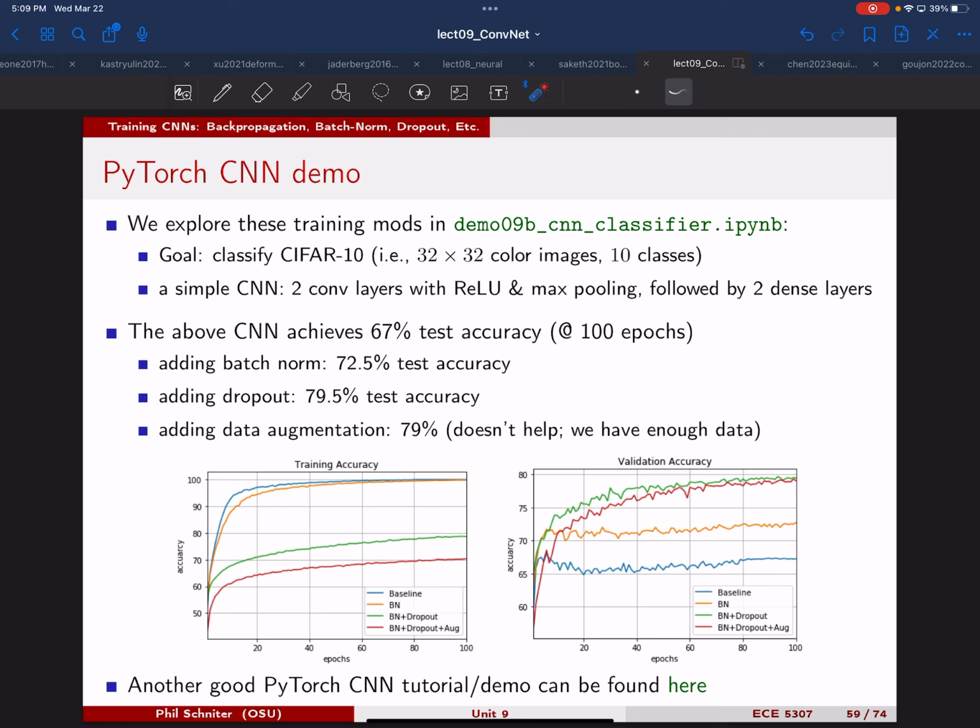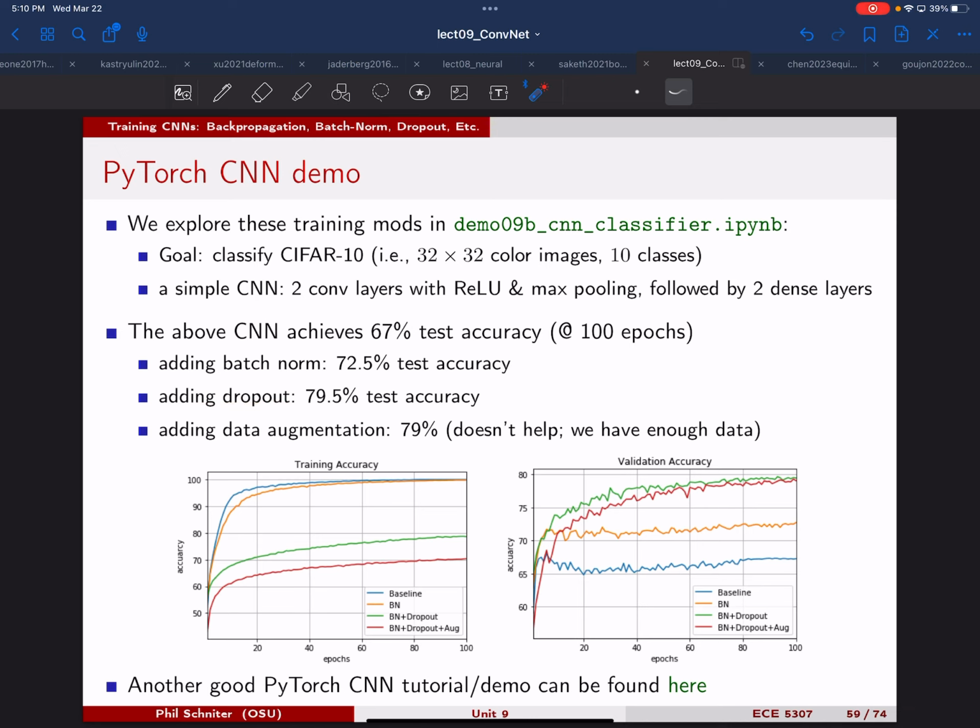The first thing we can do is add batch norm. When we add batch norm, you get the orange curve. You can see from the training perspective, it's pretty similar. But from the validation perspective, you got a pretty big boost of about 5% or so, right? Pretty good. What if we add dropout?